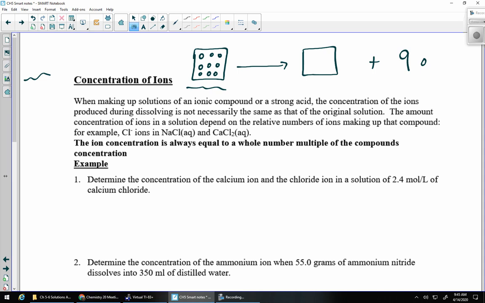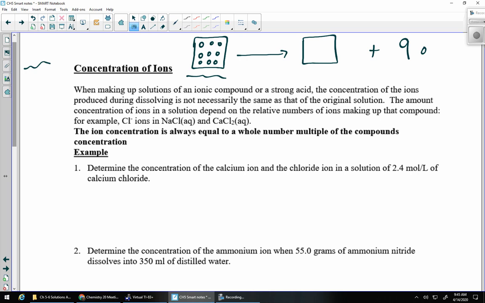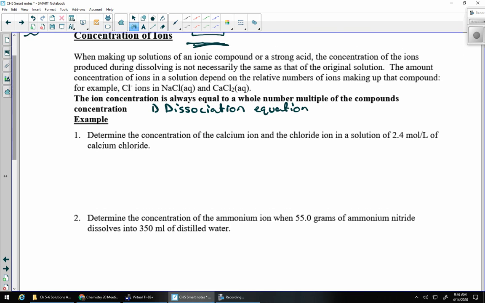So as we go through and look at this, the first thing that we want to do is figure out what the compound is, obviously, and create a dissociation equation. And that's going to tell us, just like with the chocolate bar, we've got one chocolate bar breaking apart into one hunk of chocolate and 9 almonds. Same sort of thing here. This is going to be one compound breaking into these particular ions. So let's look at that in terms of our actual example number 1.